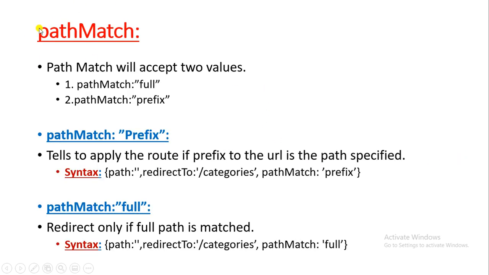And let's go to path match. Path match will accept two values: one is full and the other is prefix. What is meant by path match equal to prefix? It will tell us to apply the route if the prefix of the URL is the path specified. Here we are specifying the path as empty. So if the URL prefix is empty, it is going to redirect to categories. It will check only for the prefix. If that prefix matches, it will redirect to that particular path that we have specified in redirect to.